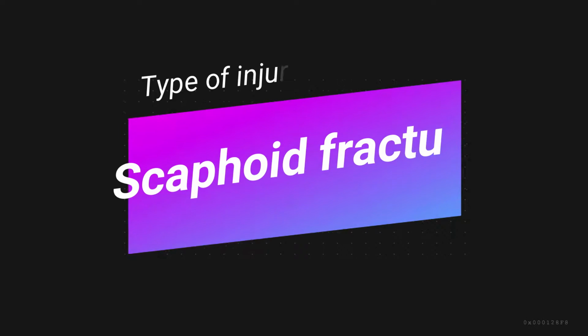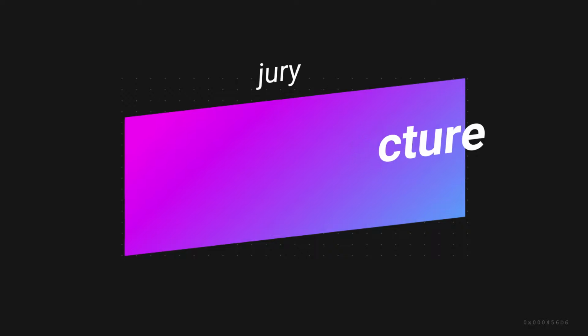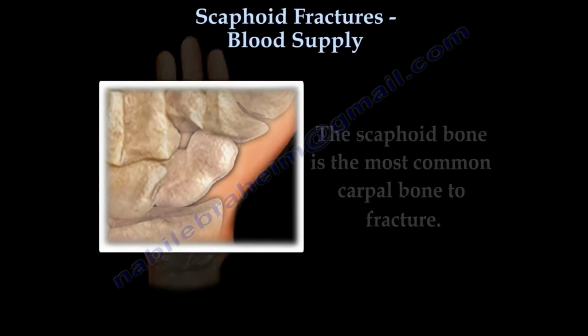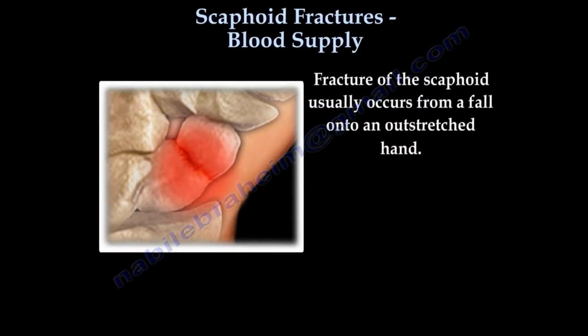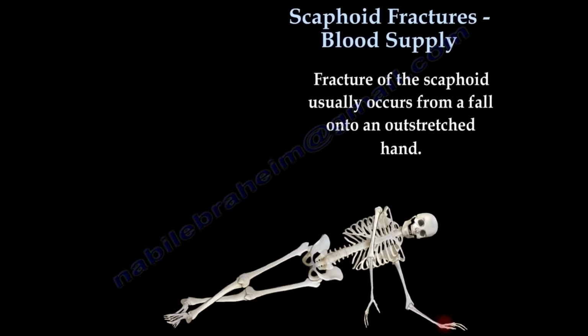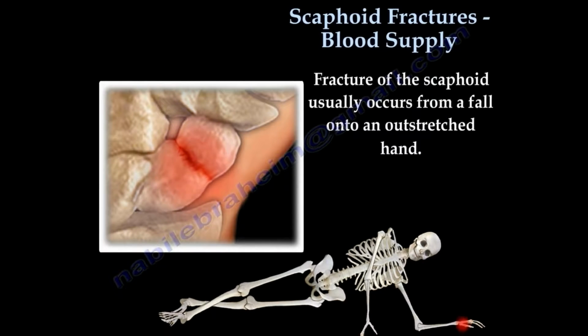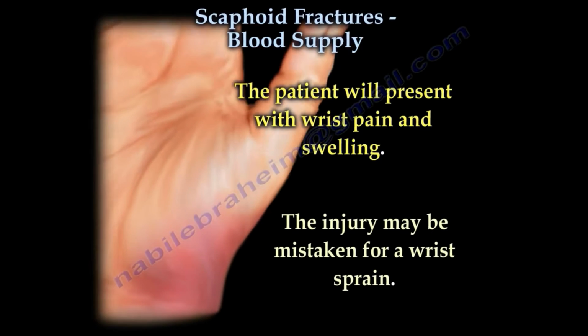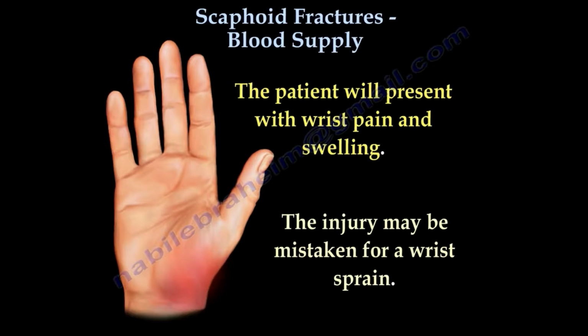Last injury is the scaphoid fracture. The scaphoid bone is the most common carpal bone to fracture. Fracture of the scaphoid usually occurs from a fall onto an outstretched hand. The patient will present with wrist pain and swelling. The injury may be mistaken for a wrist sprain.